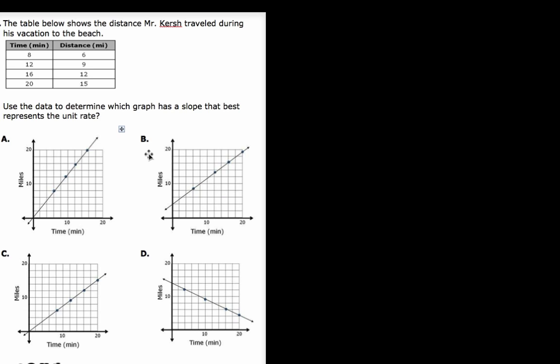So you use the data to determine which graph has a slope that best represents the unit rate. Make sure that you pay attention to the x variable or independent variable and the dependent variable. Pause video, work the problem.